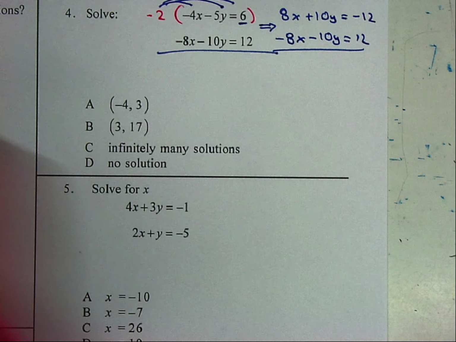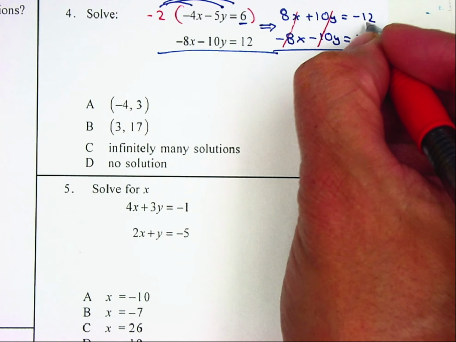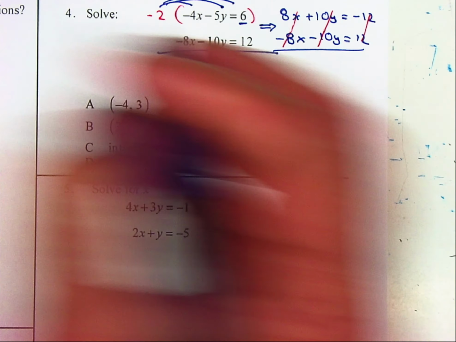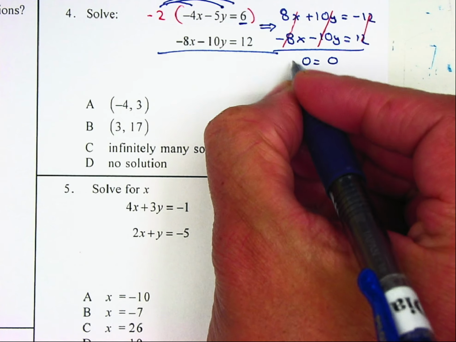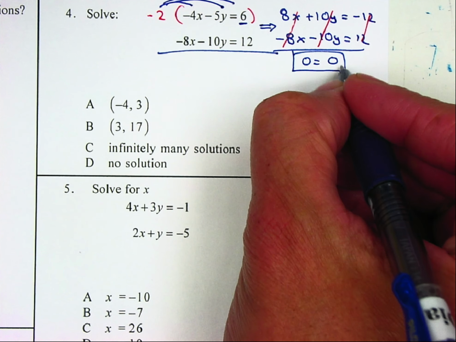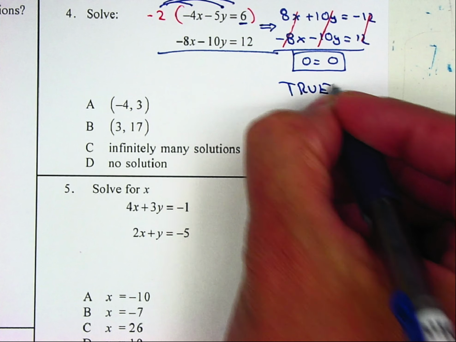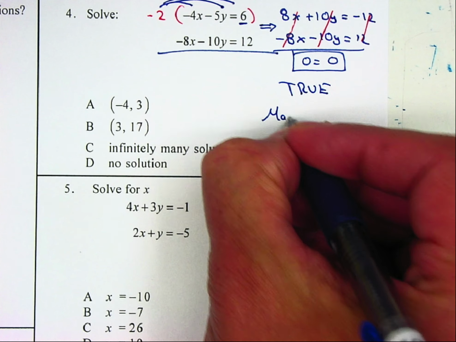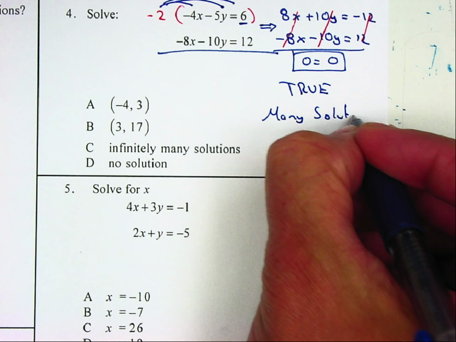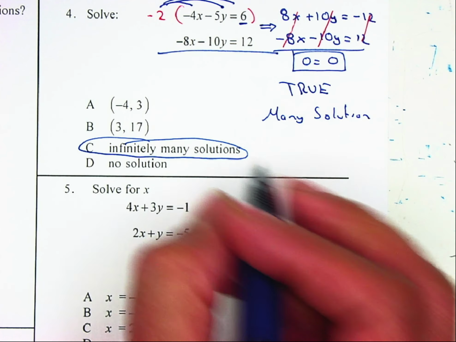So therefore, our x's cancel. But the y's also cancel, and the numbers as well. So therefore, we have 0 equal to 0. When your x's and y's cancel, you need to decide if the statement that you have is true or false. In this case, this is true. So that means that you have many solutions. Infinitely many solutions. You answer C.